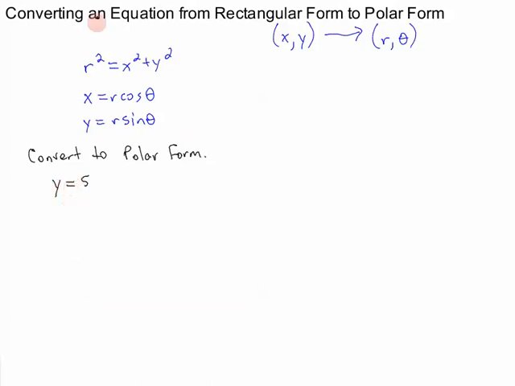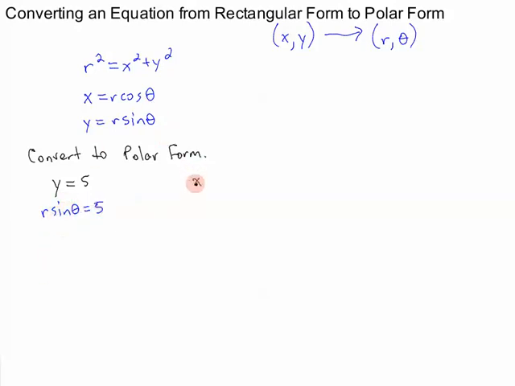The equation y equals 5 is in rectangular form because it has y. To convert it to polar form is very simple. Y is the same thing as r times the sine of theta. And now it's in polar form because it's got just r's and thetas and no x's or y's.